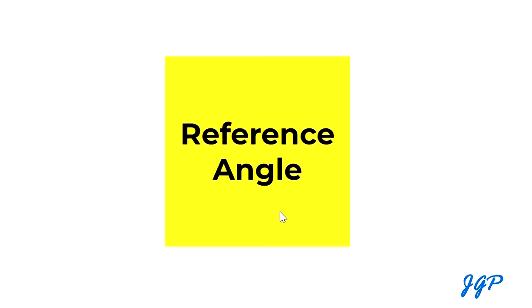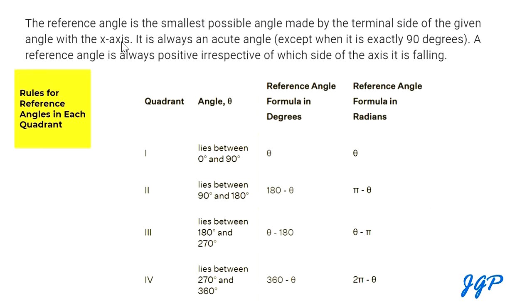For this video lesson, we will talk about reference angle. So when we say reference angle, it is the smallest possible angle made by the terminal side of the given angle with the x-axis. Again, when we say reference angle, it is always an acute angle except when it is exactly 90 degrees. And reference angle is always positive, irrespective of which side of the axis it is falling.